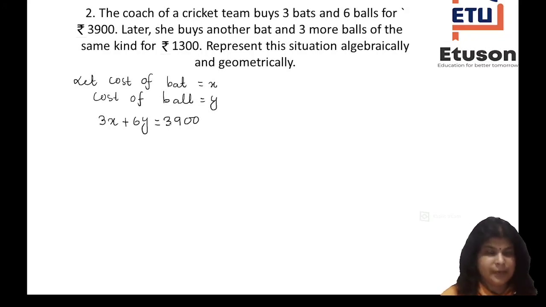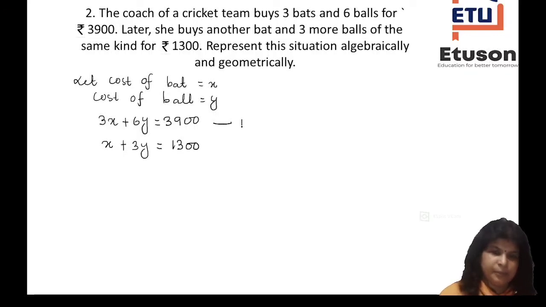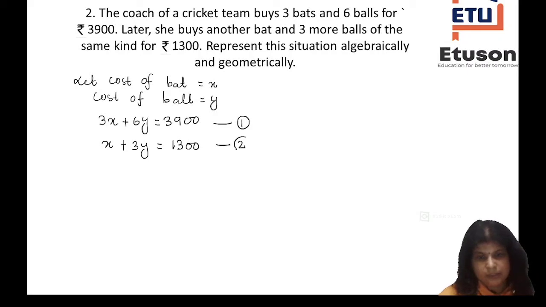So he buys another bat, so that bat cost is x. So x plus 3 more balls, that is 3y, is equal to 1,300. So this is the pair of linear equations. So you have got two equations, one pair of linear equations. You need to solve it graphically or represent it graphically. So for that you need some points, right?